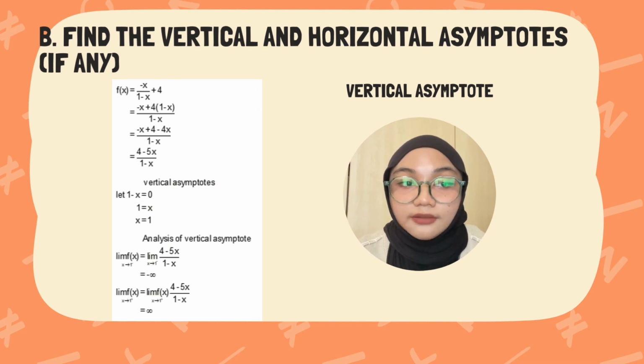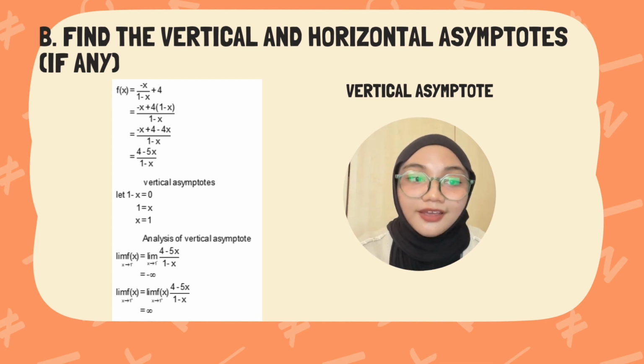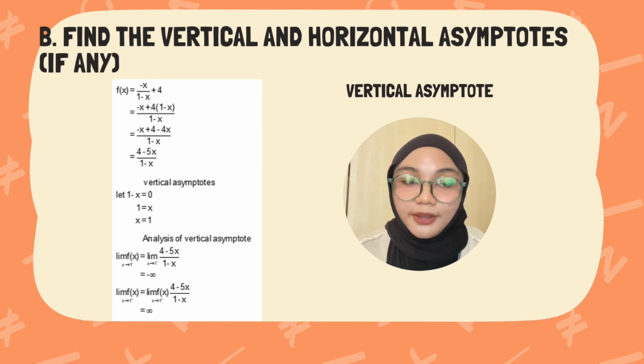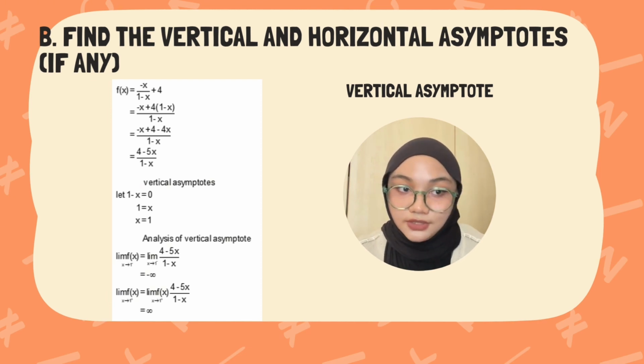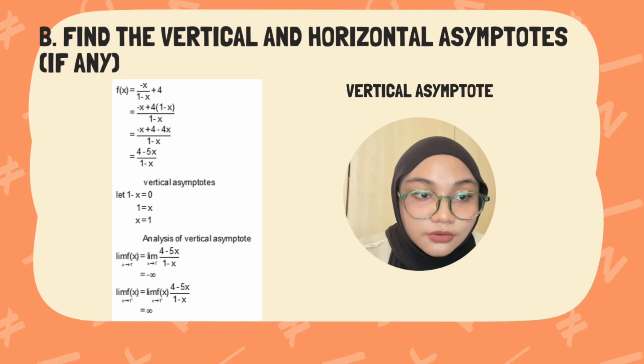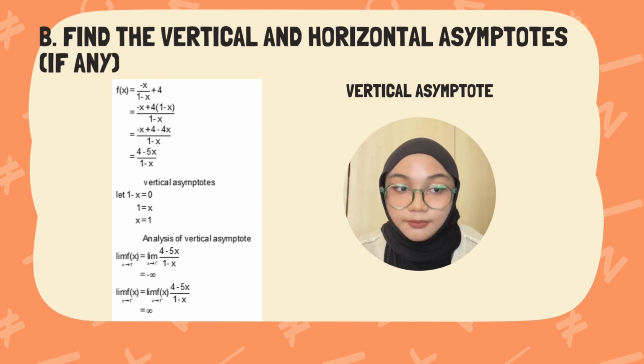Next, we need to find the analysis of the vertical asymptote. The limit of f(x) as x approaches 1 from the negative side equals the limit as x approaches 1 negative of (4 minus 5x) over (1 minus x), and the last answer that we will get is negative infinity. Next is the limit of f(x) as x approaches 1 from the positive side, equals the limit as x approaches 1 positive of (4 minus 5x) over (1 minus x). The last answer that we will get is positive infinity.